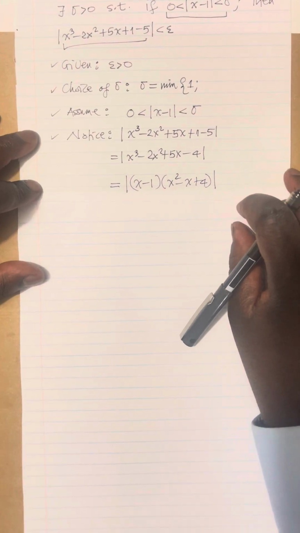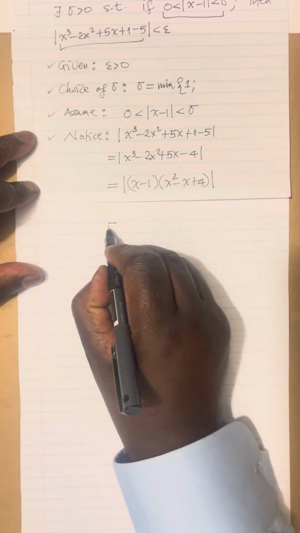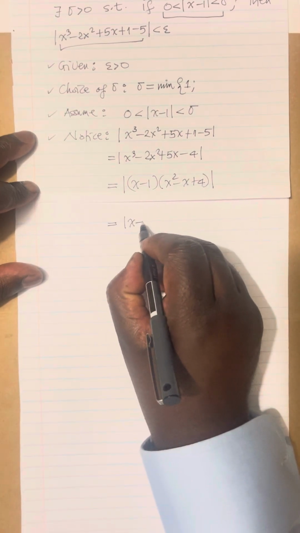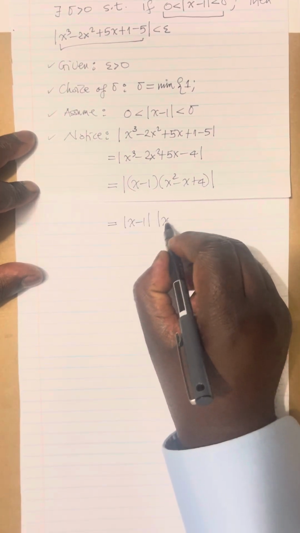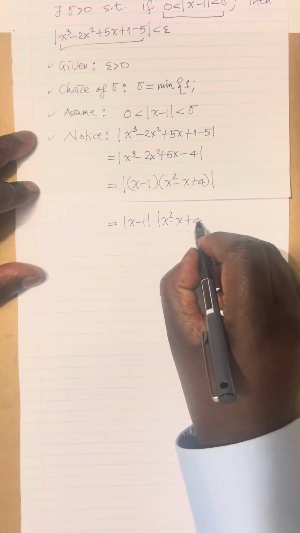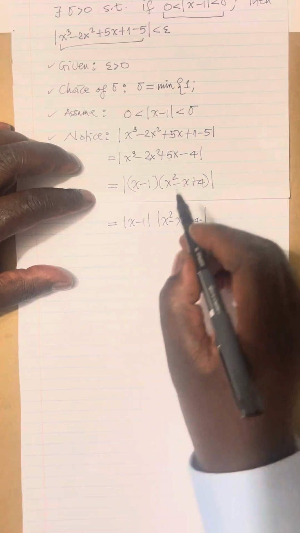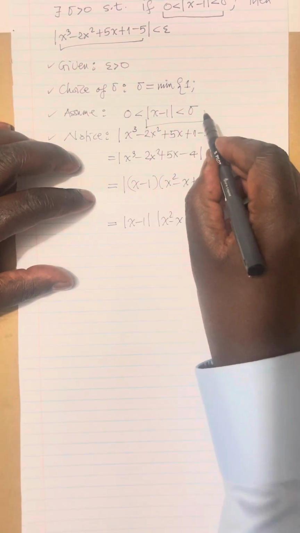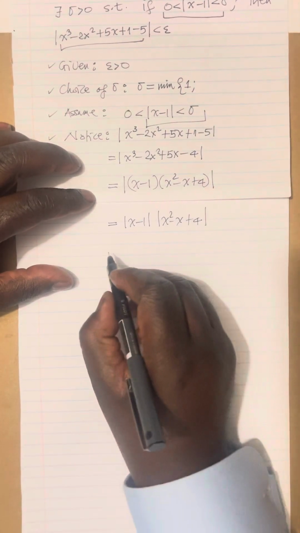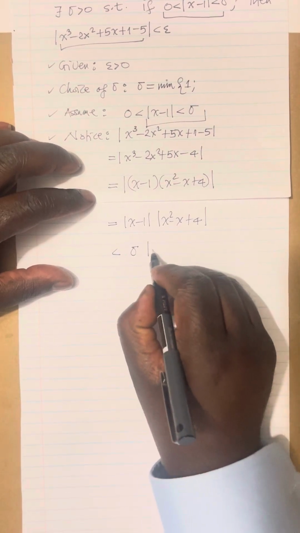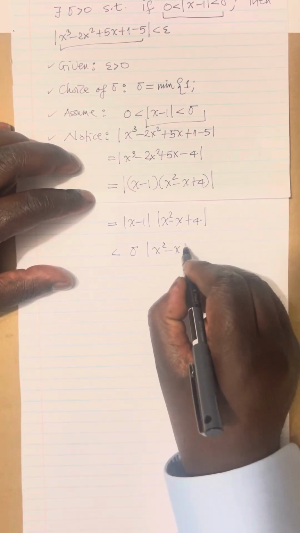All right. Now we're coming to this part here that says this is equal to the absolute value of x minus 1 times the absolute value of x squared minus x plus 4. Now, if you check this one here, it is that part there: the absolute value of x minus 1 is less than delta. So this will be less than delta times the absolute value of x squared minus x plus 4.